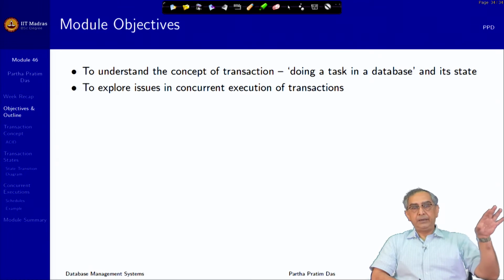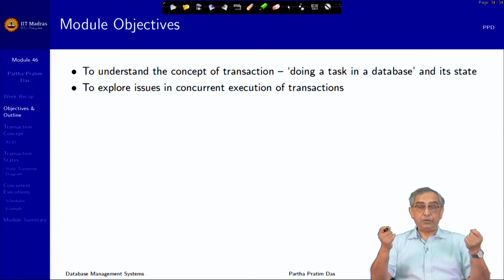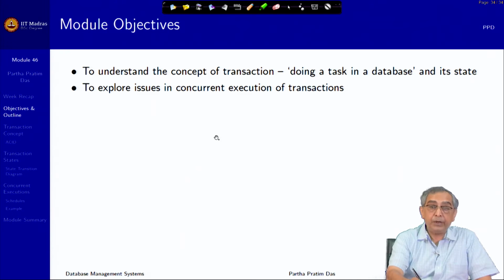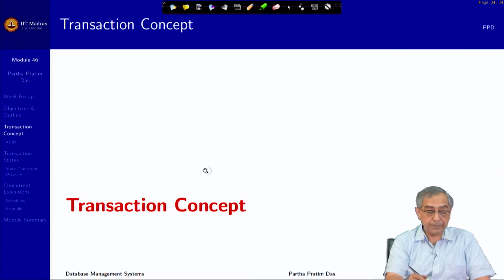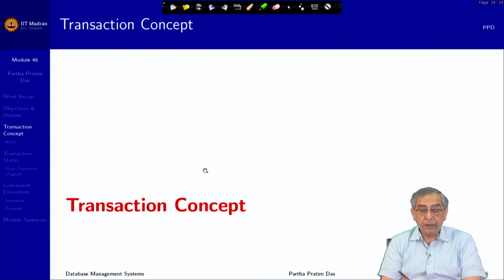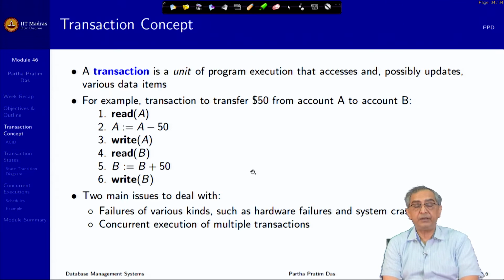So, you had design, you had the runtime data organization, the physical design, and now you have the operations to learn about, that is the transaction, and particularly learn about issues in concurrent transactions. So, first let me introduce the concept of a transaction.